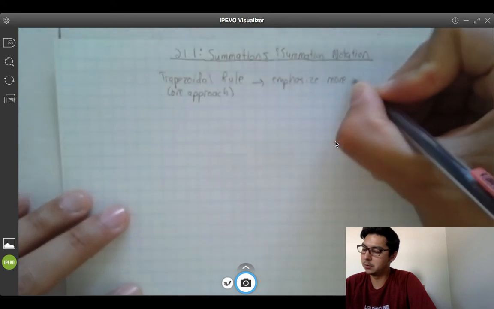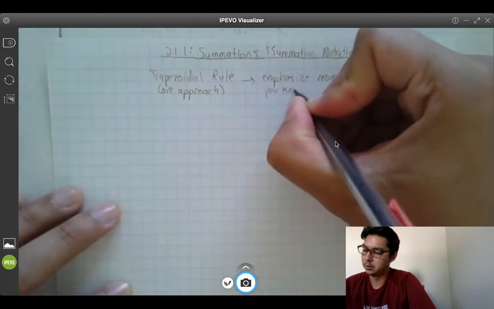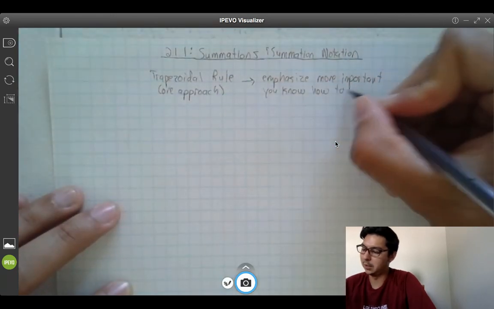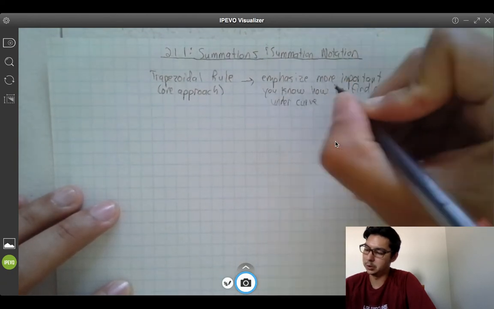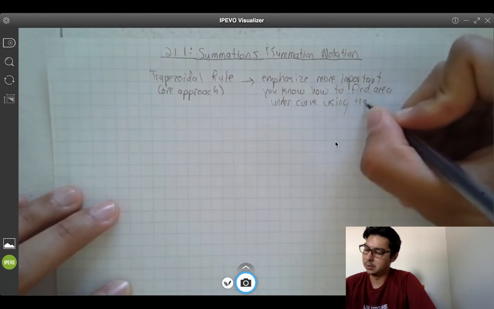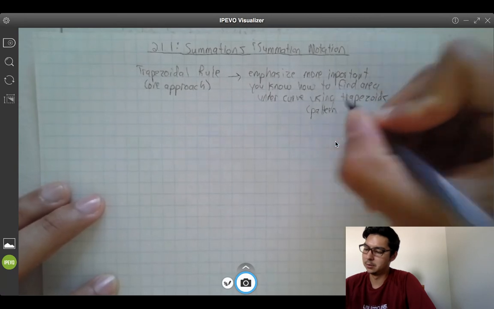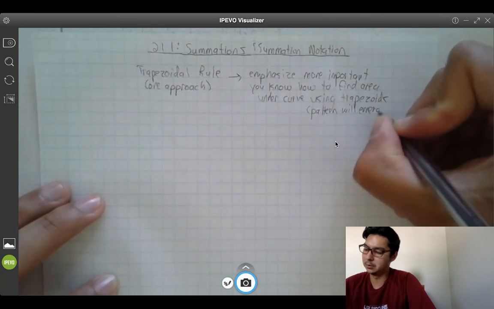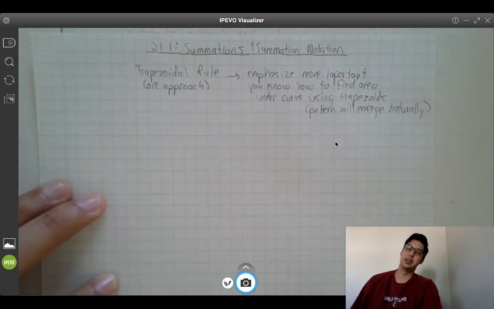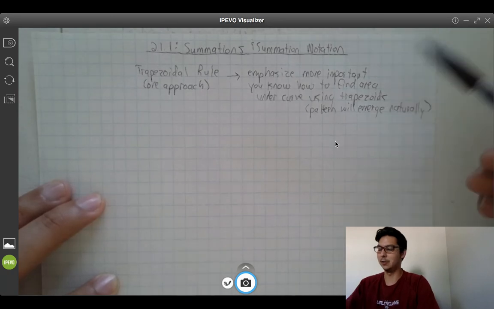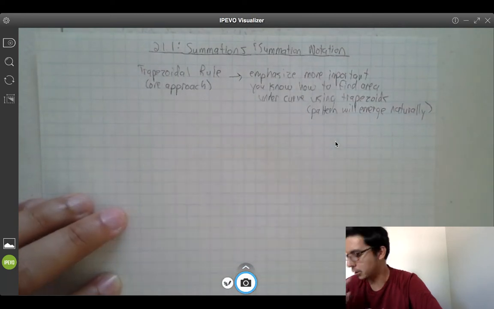I would emphasize that it's more important you know how to find area under a curve using trapezoids. I mean, what will happen, and you'll see this, is that the pattern will emerge naturally. It's not something you have to memorize. All right. So if you don't get it, it's okay. If you understand how to find area using trapezoids, a pattern will emerge, come out naturally. So we'll do this, and this will lead into the summation notation.